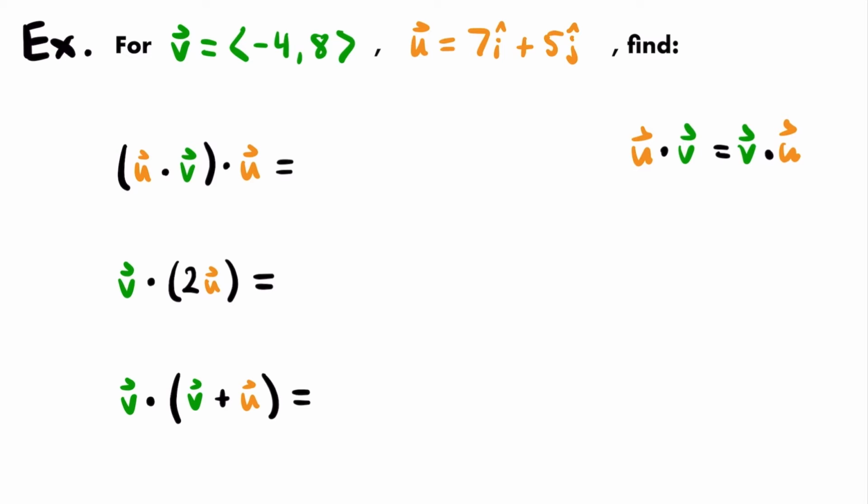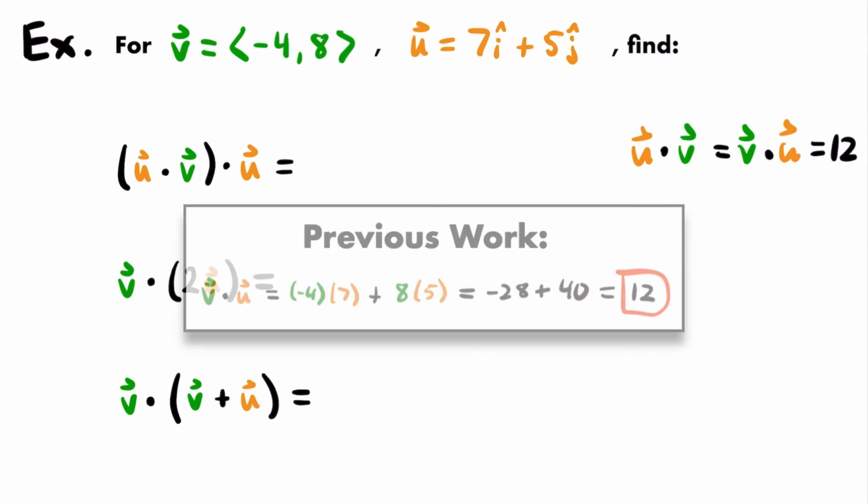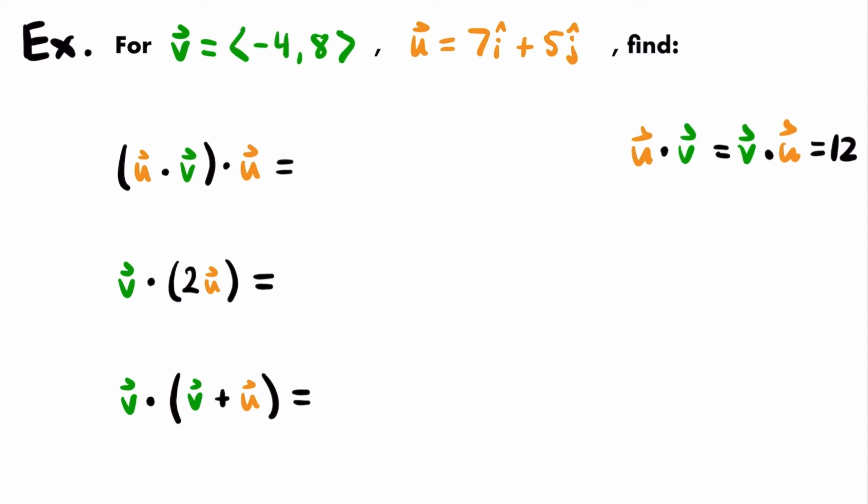And so remember from the previous set of operations that we already found the dot product of vector v and vector u. We found that it was equal to 12. So we can use that result here. We can save ourselves some time and not do this dot product again, and just use our knowledge of the properties of the dot product to say that, well, since the dot product of vector v and vector u is 12, then we know that the dot product of vector u and vector v will also be 12. It's the same thing. So this will be equal to 12 times vector u.